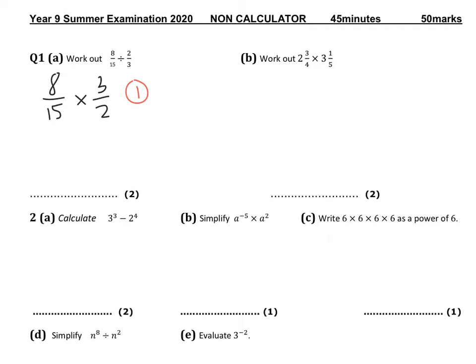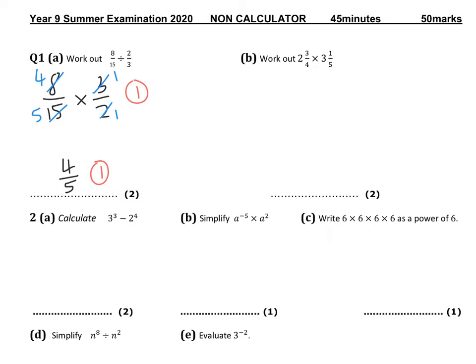However, you can simplify before you move on, and you can divide the numerator by 2 and by 3. Now when you multiply the numerators together, you would get 4, and the denominators you would get 5. And 1 mark for that final answer.